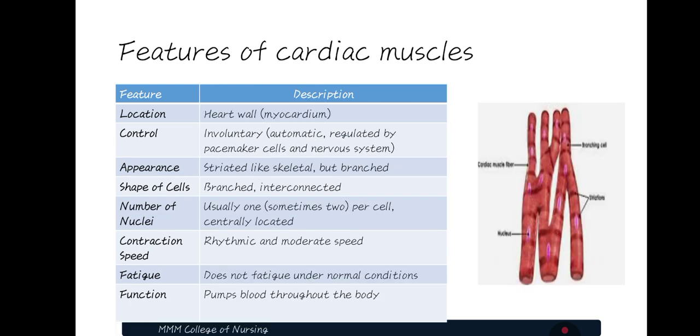Coming to the features of cardiac muscles. The features and descriptions. The location of cardiac muscle is the heart wall, myocardium. Control: involuntary, automatic, regulated by pacemaker cells and nervous system. Appearance is striated like skeletal but branched. The shape of cells is branched and interconnected. The number of nuclei is usually 1, sometimes 2 per cell, centrally located, and contraction speed is rhythmic and moderate. Fatigue: does not fatigue under normal conditions. The function: pumps blood throughout the body.